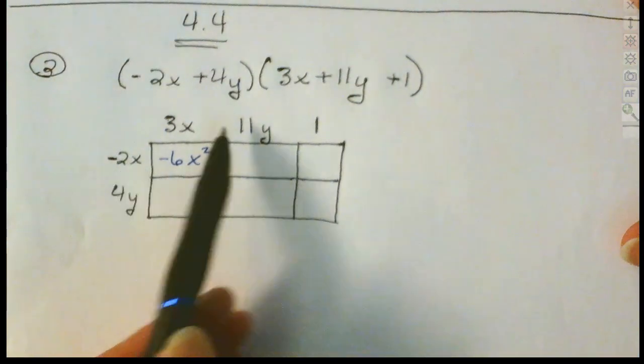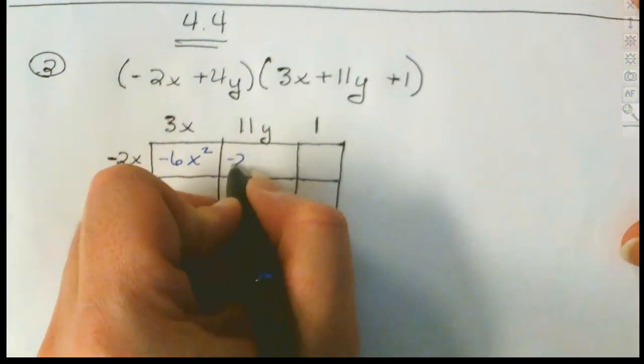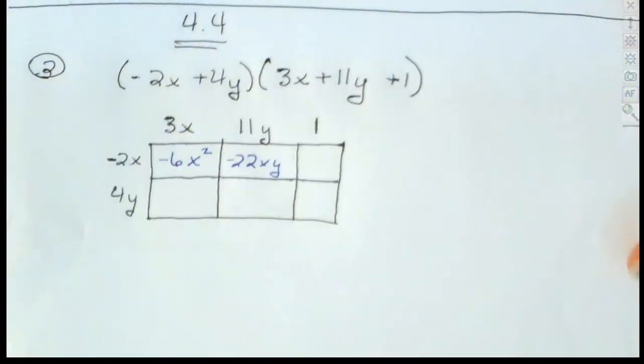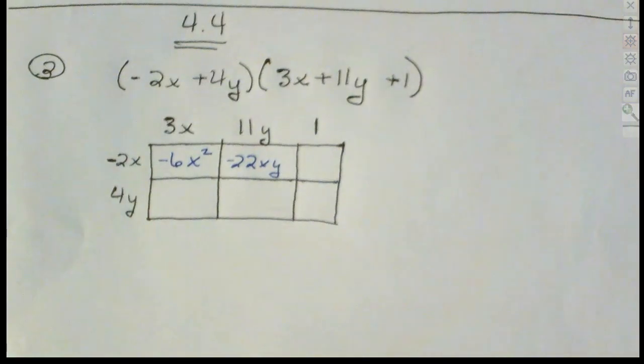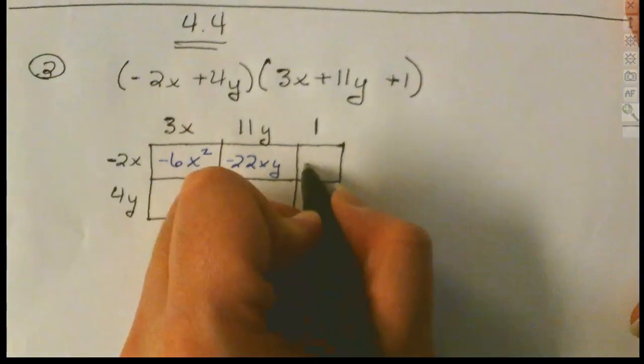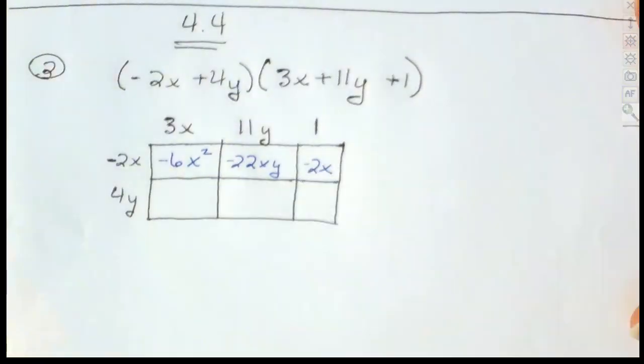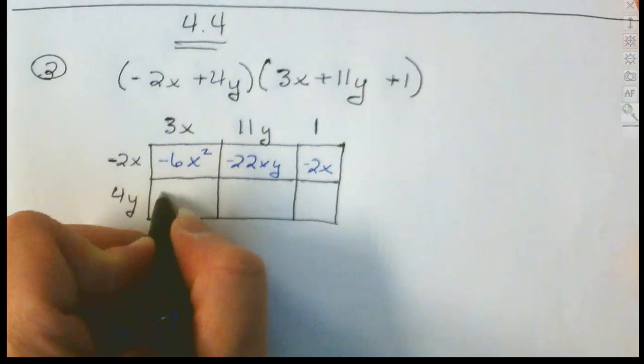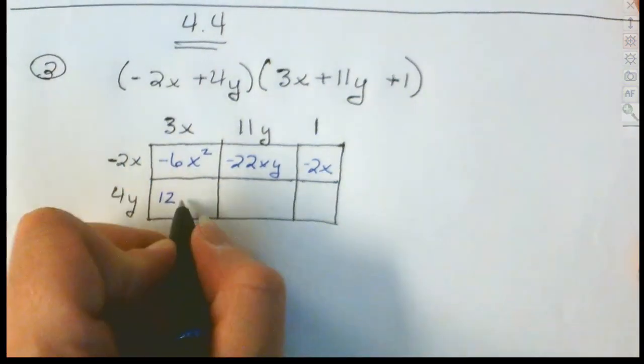Next, minus 2 times 11, that's a minus 22. And the x and the y are linked together. And then we've got minus 2x times 1. So that's a minus 2x there. And now we repeat the process on the next row. So on the next row, we have 3 times 4. That makes it a 12 xy.